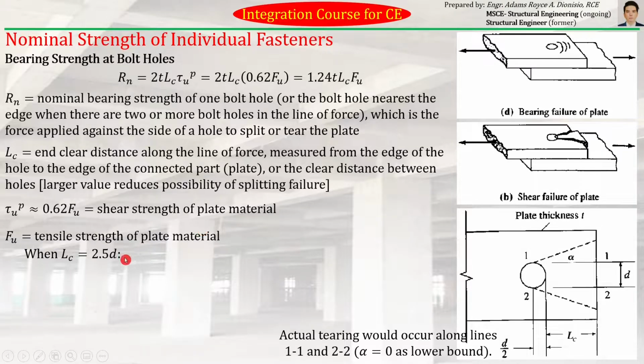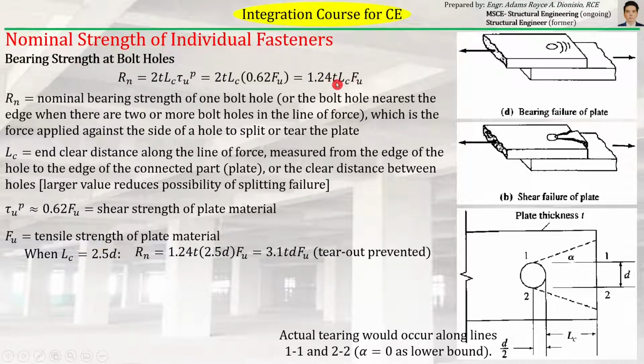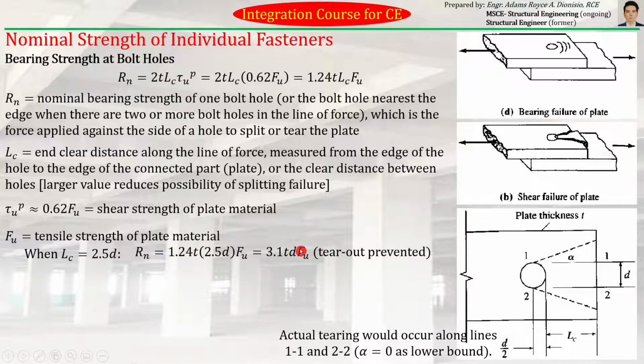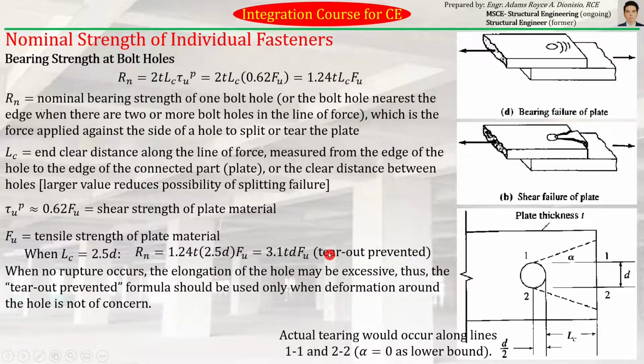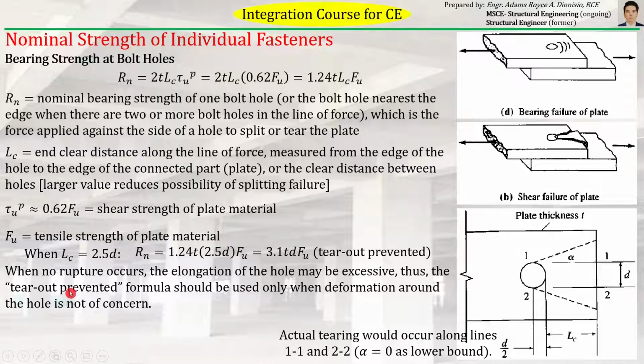When LC is 2.5D, D is the diameter of the bolt. Yung formula natin, which is this, we will try to substitute in place of LC yung 2.5D. The formula will be equal to this. So ito yung formula for the bearing strength when tear out is prevented. When no rupture occurs, the elongation of the hole may be excessive. Thus, the tear out prevented formula should be used only when the deformation around the hole is not of concern.